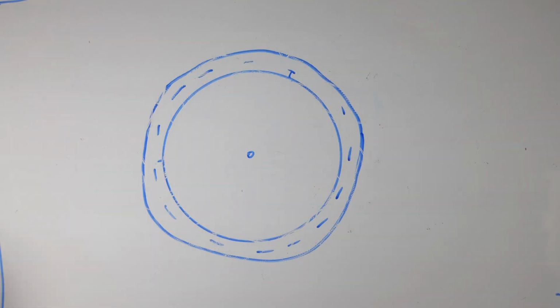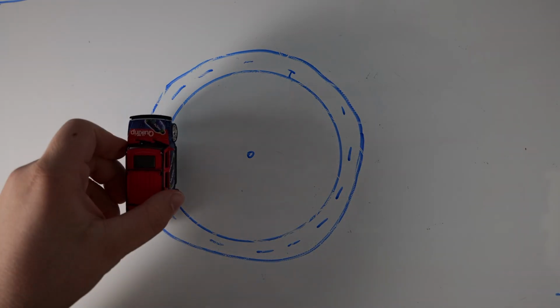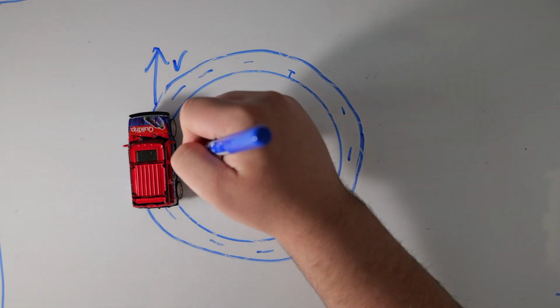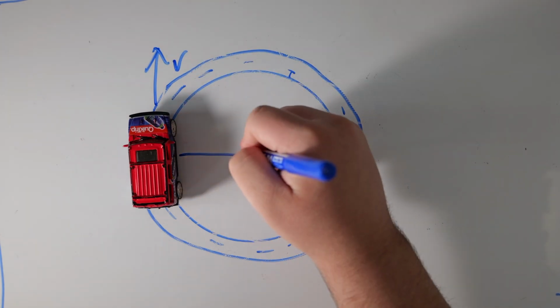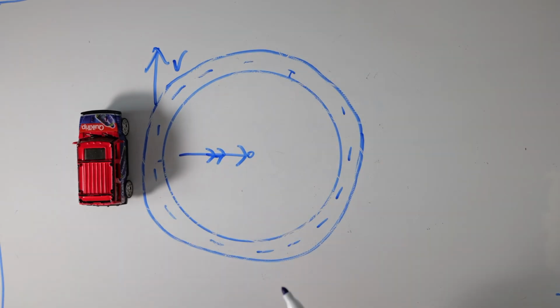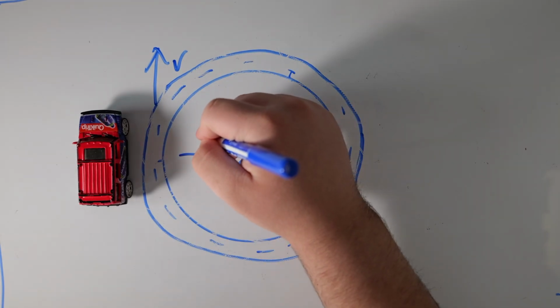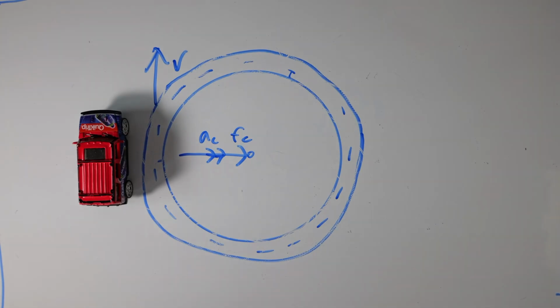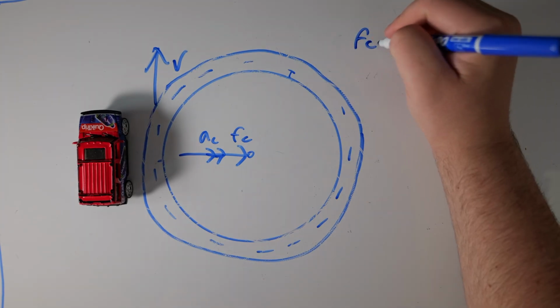You see, speed remains constant as the object moves, but velocity is not constant because the object's direction is continuously changing. The force involved is called centripetal force. This type of force acts on an object, yet it's directed towards the center of the circle. The acceleration of the object is also directed towards the center, but it is perpendicular to the direction of the velocity.